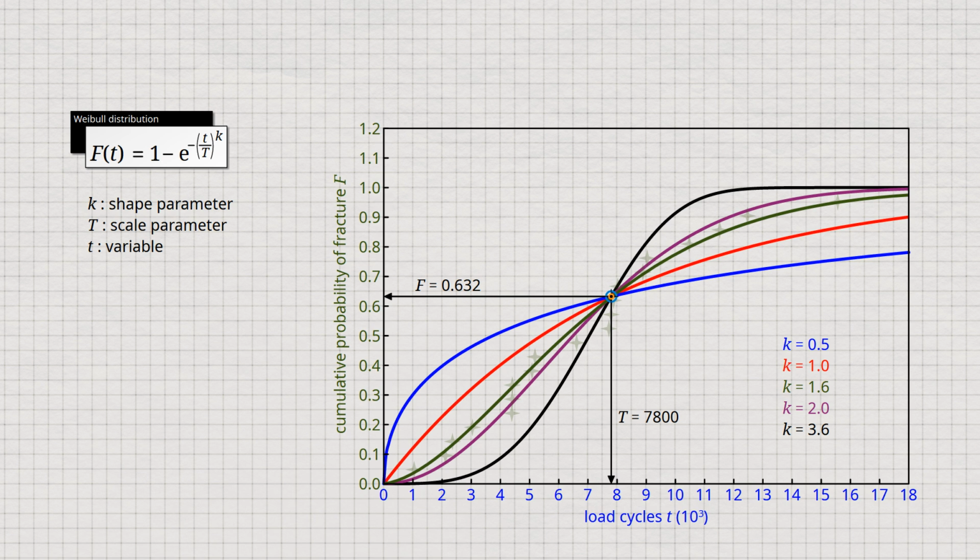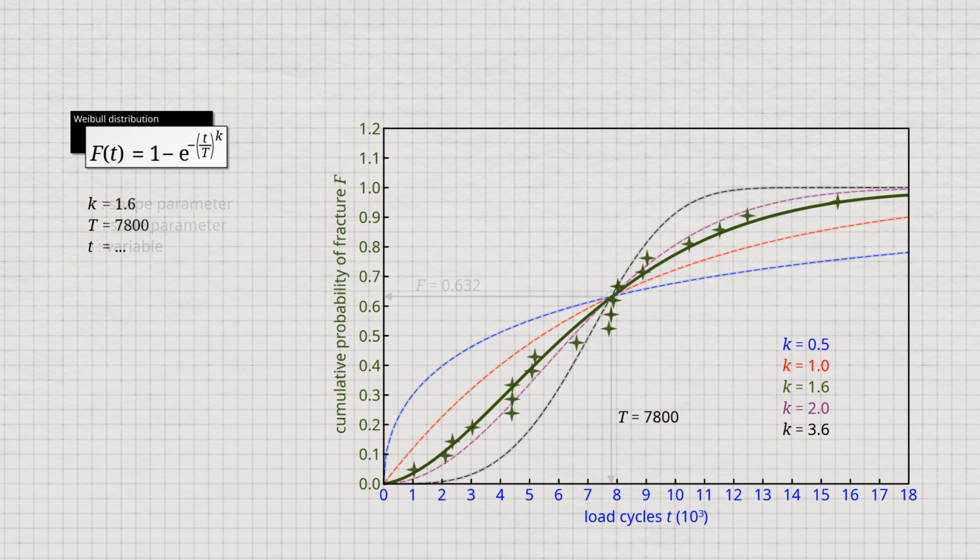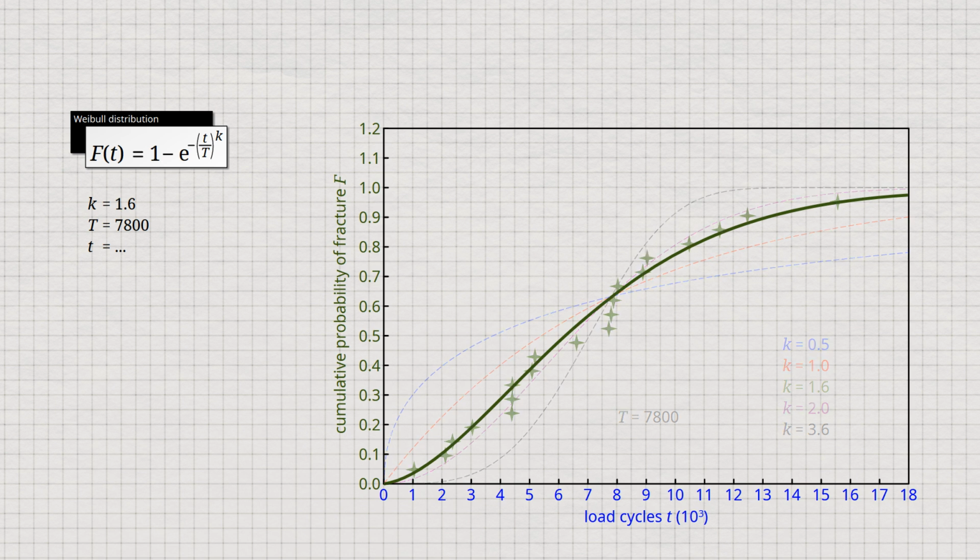It can be seen from the diagram that the chosen scale parameter of 7,800 and the shape parameter of 1.6 reflect the cumulative failure probability for our statistical sample very well. How these parameters are determined from the measured data will be explained in detail later. At this point, we will first focus on the handling of the distribution function. With the help of this Weibull distribution function, we can now determine more concretely with what probability a fracture of a specimen will occur at a certain number of load cycles.